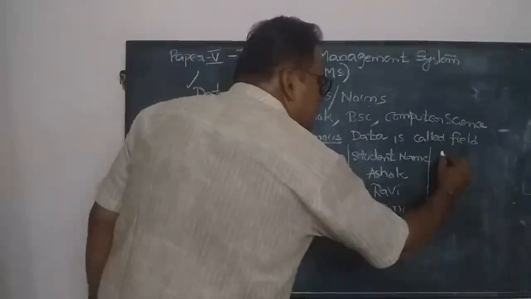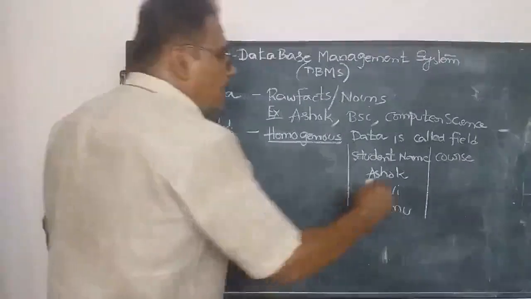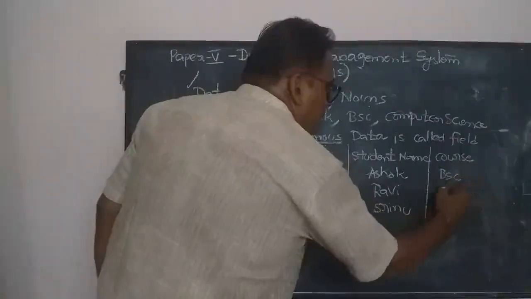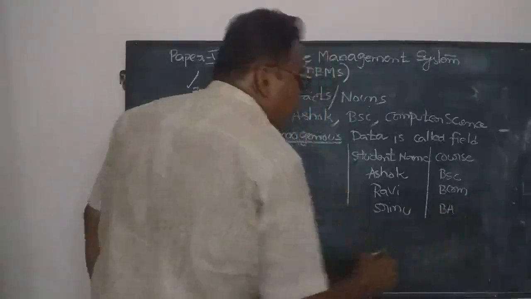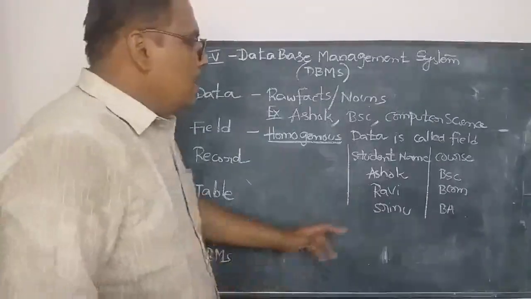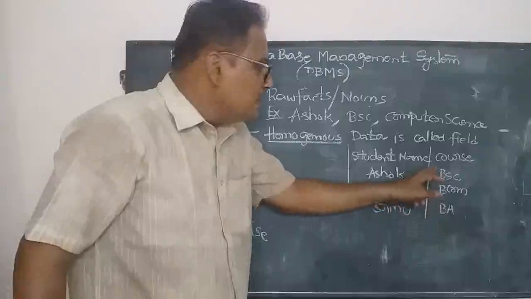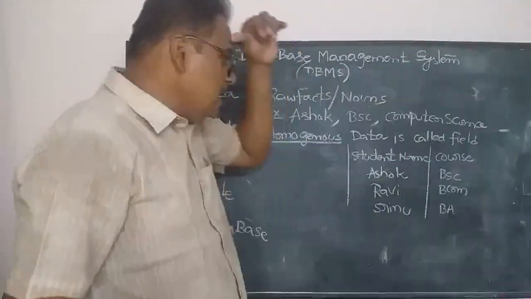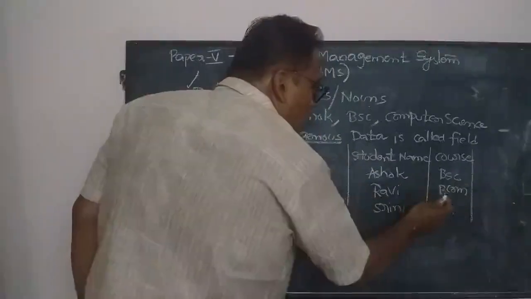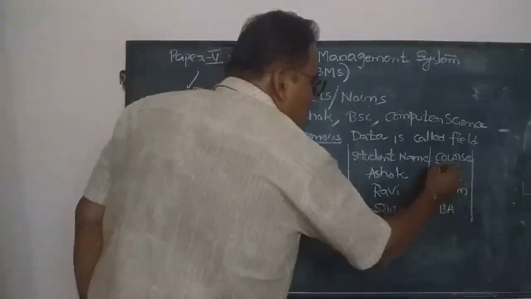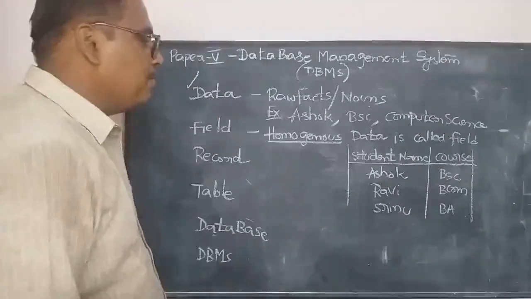And the next one here is course: BSc, BCom, BA. These are data items which have the same relation. What is the relation? These are all courses. So, it is a homogeneous relation. That's why course is a field. Student name is a field and course is a field.